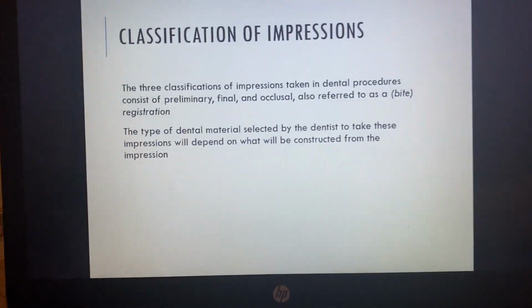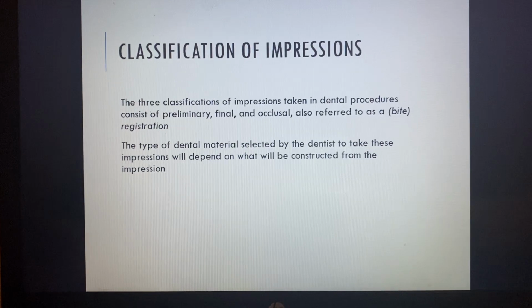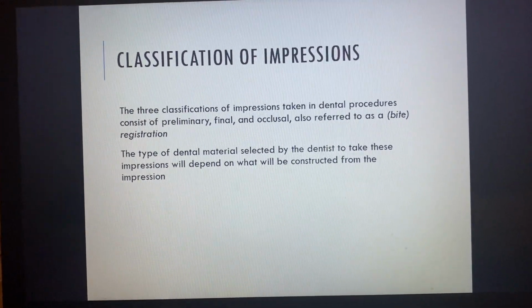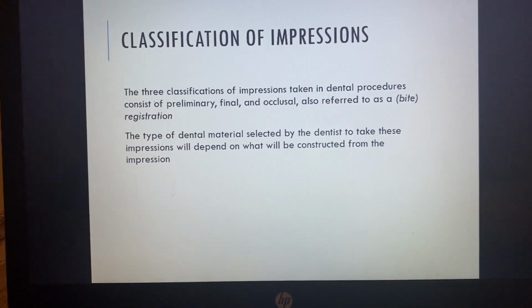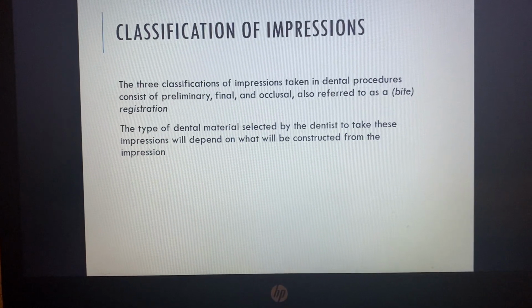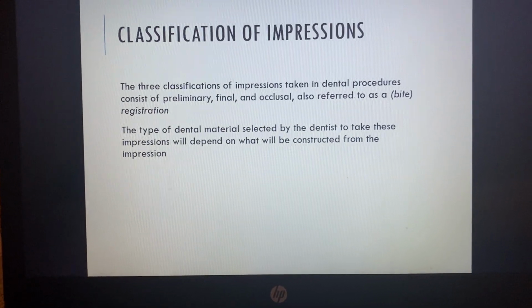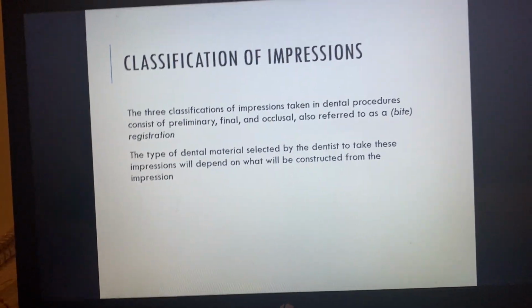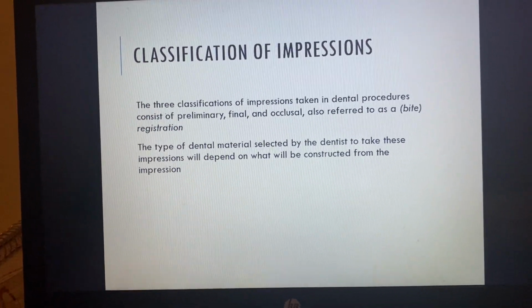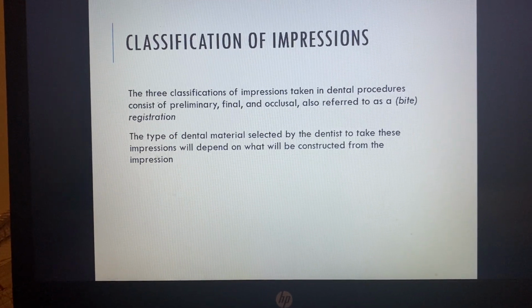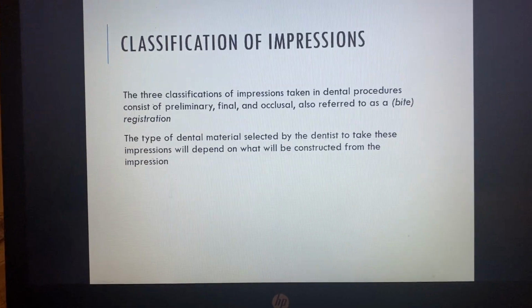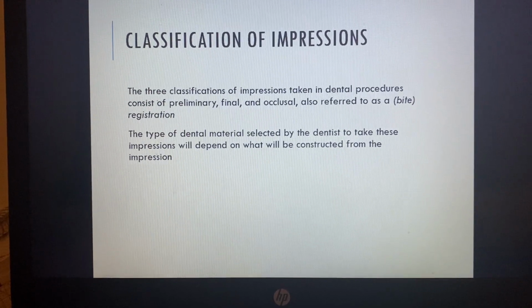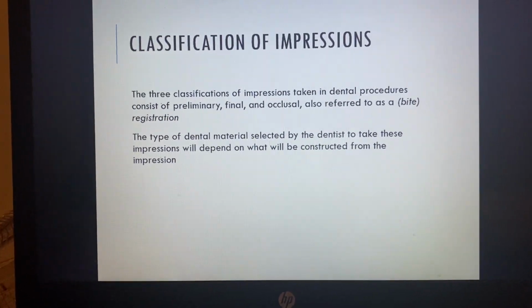And then lastly, you have your occlusal impression, or your bite registration is what you call it, which is just a model of the teeth coming together in occlusion, hence the term occlusal registration. So those are the three types of impression that are taken in dental procedures, mainly the crown procedure: preliminary, final, and bite registration, or occlusal if you want to call it occlusal.